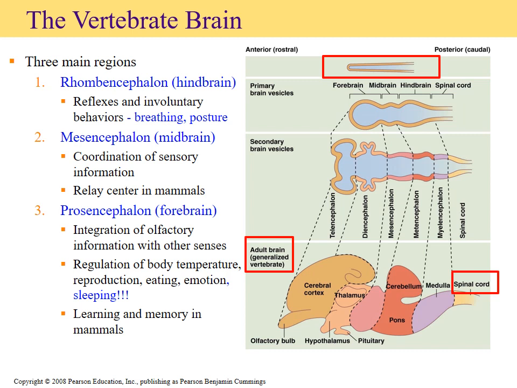And then the forebrain, the prosencephalon, is going to have a lot of information for our olfactory information. It will also be where we have a lot of different regulations for homeostasis, including our body temperature, our reproduction cycles, part of our emotional turnout, and eating and sleeping. And probably most important to many of us right now as we are going through this class is our learning and memory aspects that need to be processed by the central nervous system.